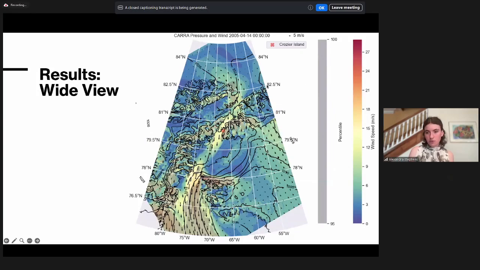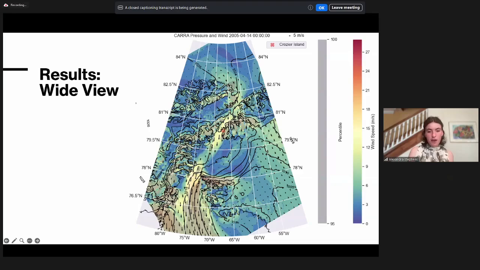So this was originally supposed to show first a plot without the shading and then a plot with the shading. So you'll just have to imagine what it looks like without the shading. Here we have a wide view of the Nares Strait. We're using the same color contours again. And the highest wind for this entire domain is about 29 meters per second.